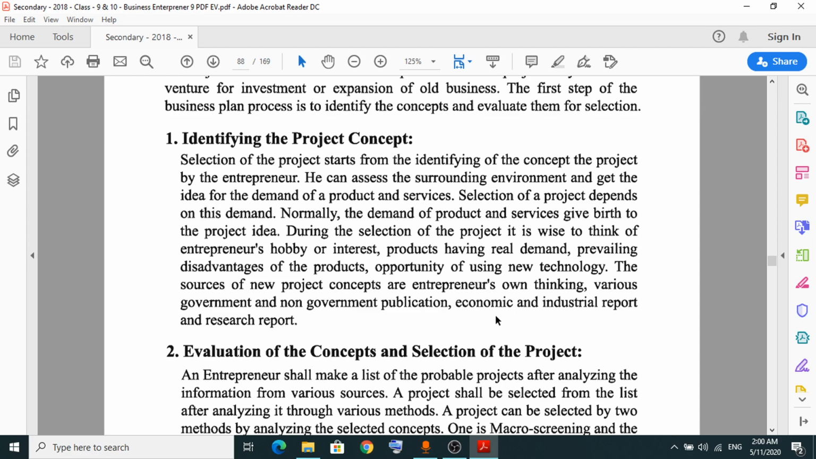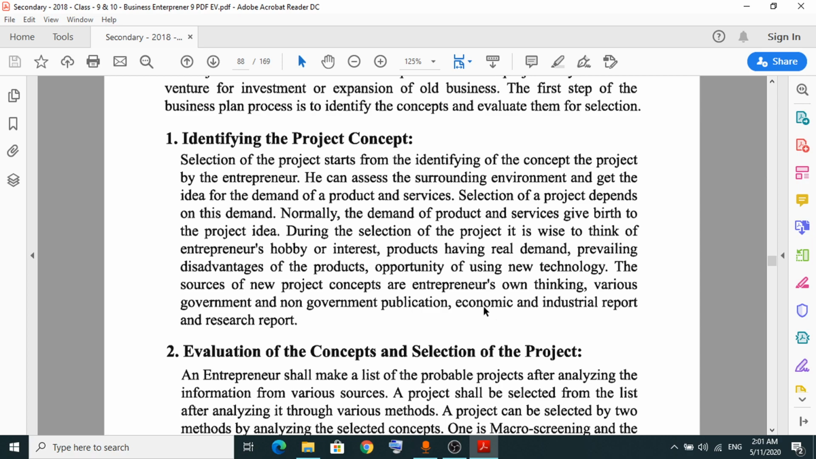You have to get the idea of the demand. You have to think about your surroundings or environment. You have to assess all the factors that directly or indirectly can influence your business plan. So this is the first step.